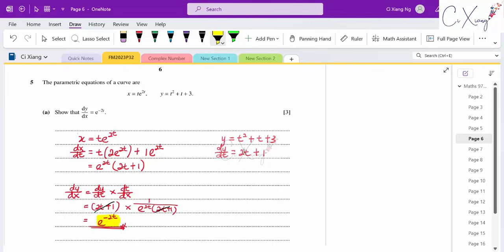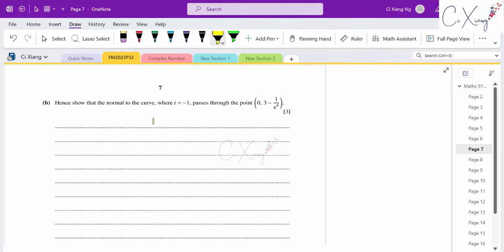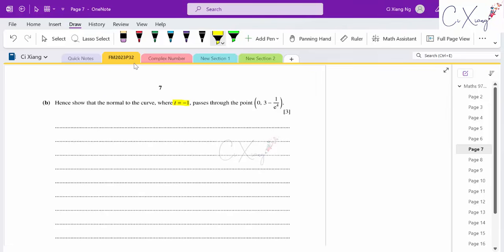Okay, so this is how we show the expression for dy/dx, and we proceed to part B. For part B, they want us to show that the normal to the curve where t equals negative 1 will pass through this particular point. So when t equals negative 1, I need to find the equation of the normal to the curve first.